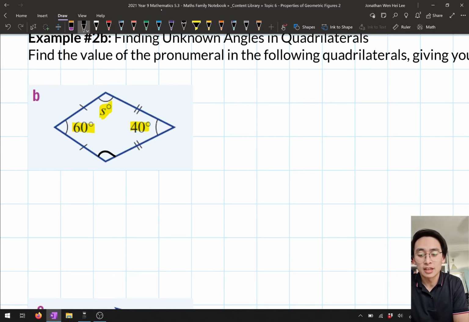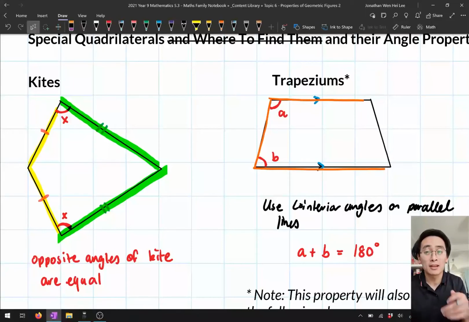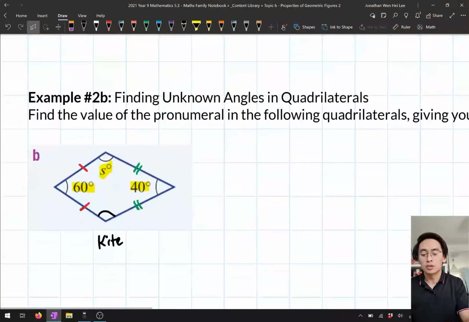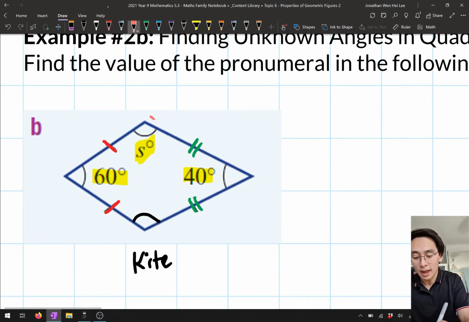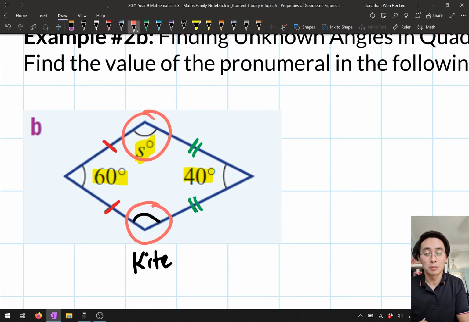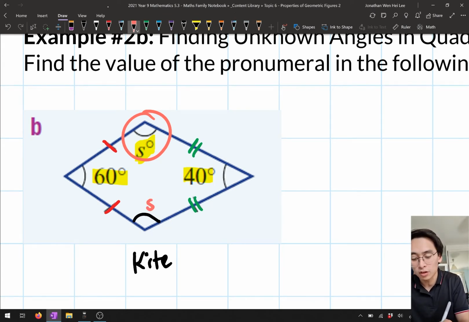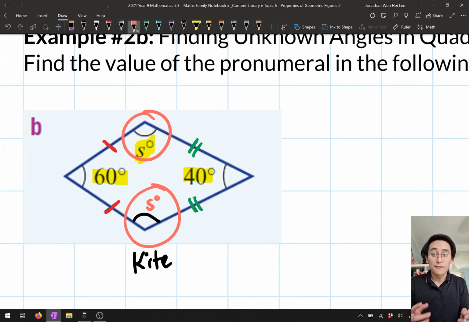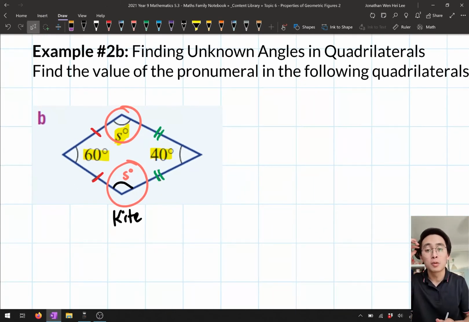What we can do is firstly identify the shape. Now, if you have a look at this shape, we've got a pair of equal sides here, and I've got another pair of equal sides over here. And so based on the shapes I gave you above, this is actually a kite. And the thing about a kite is that the opposite angles, the angles where the two pairs of equal sides meet, are going to be equal. So if you have a look, that angle is up here at S and down here at this unlabeled angle. So this tells me that this angle down at the bottom is also going to be S degrees. So I use the fact that this is a kite to help me figure out that the unlabeled angle inside my quadrilateral is going to be S as well.